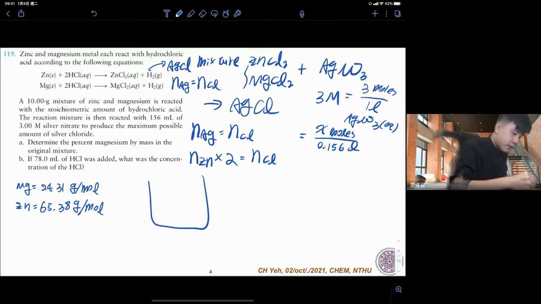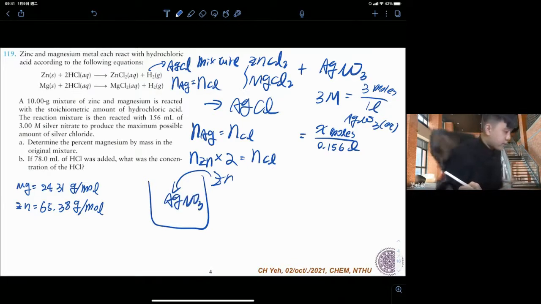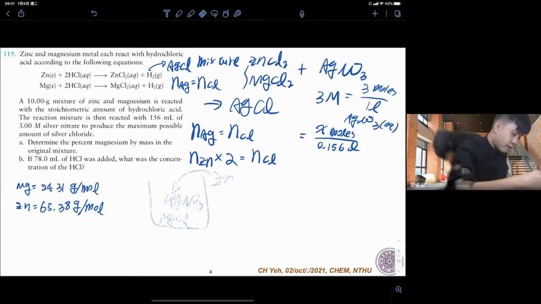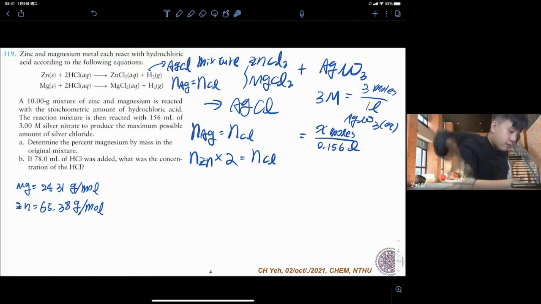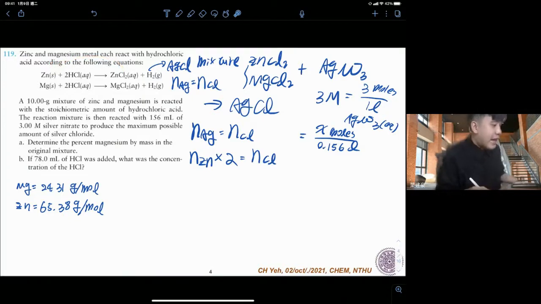You put the zinc inside of this cup, and then you put some AgNO3, silver nitrate, over here, and then you have a product of silver chlorine. So basically, if you find the moles of the silver, you can find the moles of the chlorine. And by the stoichiometry, the zinc is half of the moles of the chlorine.